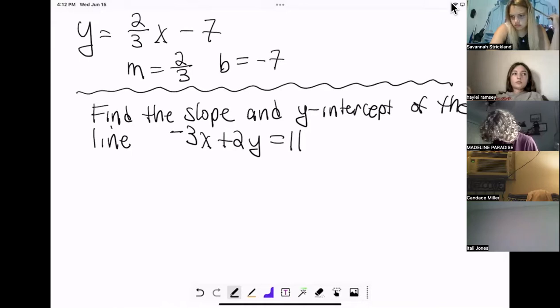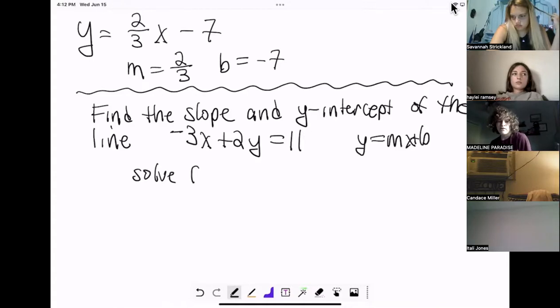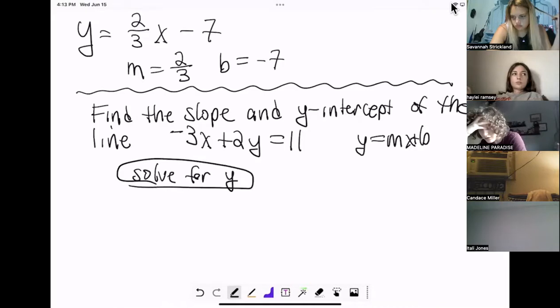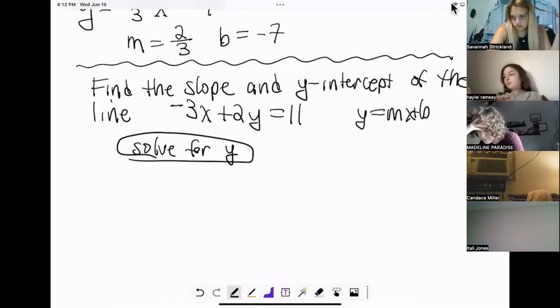I won't know what it is till I get it into y equals mx plus b form. That just means I have to do one thing: solve for y. I got to get y by itself. So I'm going to take this equation and we're going to start working on it, and we're going to get y all by itself.